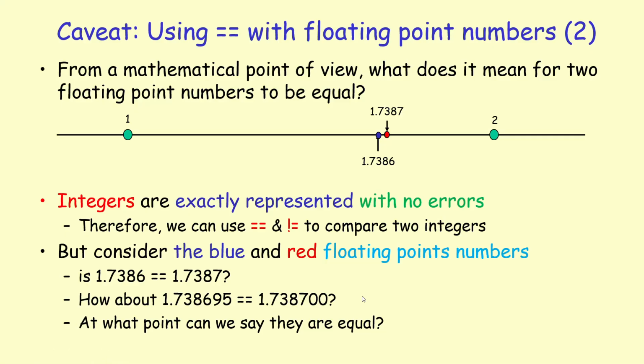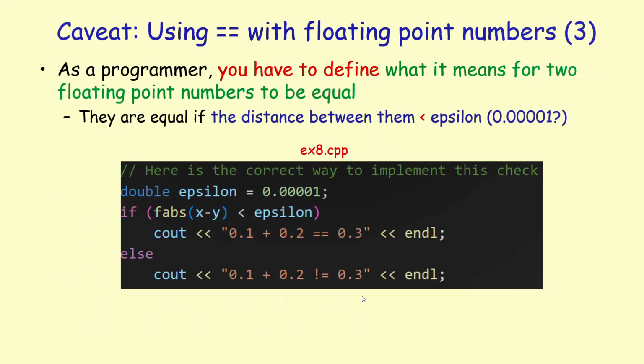The bottom line is, there is no way for the machine to make that decision for you. As a programmer, you have to make that decision. So you have to define what it means for two floating point numbers to be equal to each other or not equal to each other. And the way to do that is to define an epsilon distance. So basically define the distance beyond which you would say they are equal to each other.